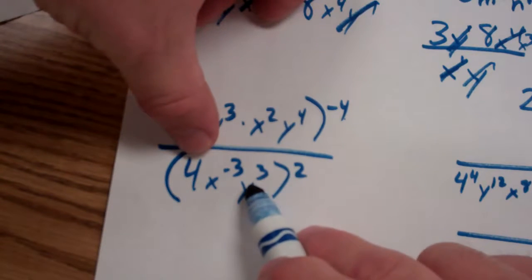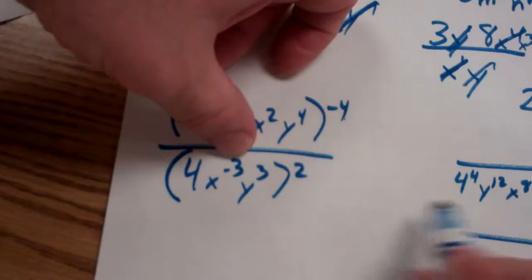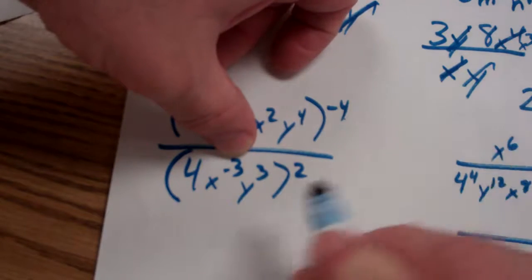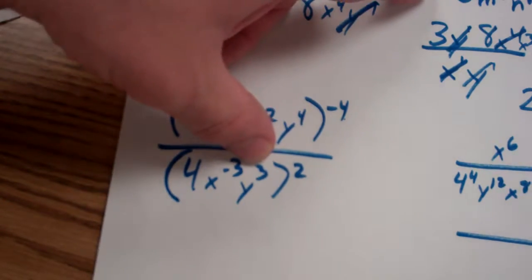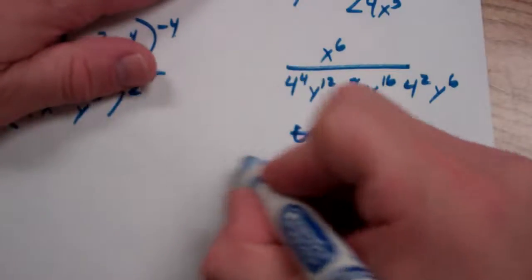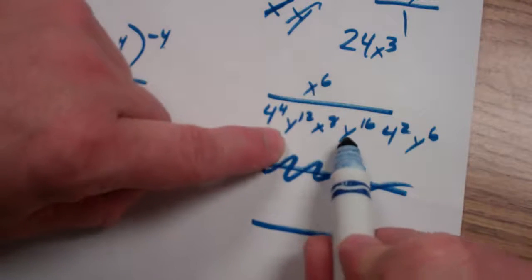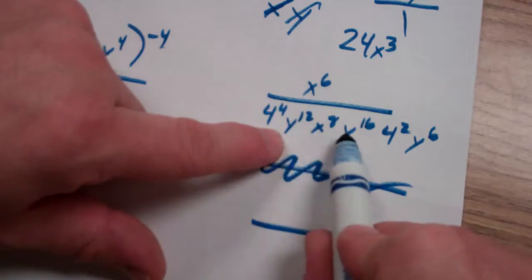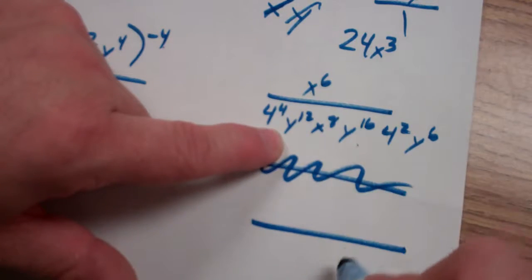Down here I have 4 to the 2nd on the bottom. I have x to the negative 6th on the bottom, which would be x to the 6th on the top. I have y to the 6th on the bottom. Okay, so I've got it simplified somewhat here. I'm going to change that a little bit and move it down so I can see it better. Once again, let me get all these y's together and these x's together. I have 12, 28, 34 y's on the bottom.